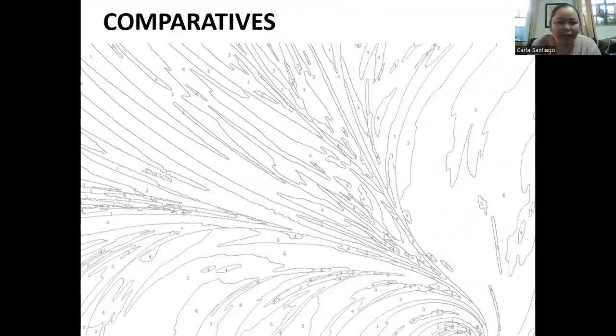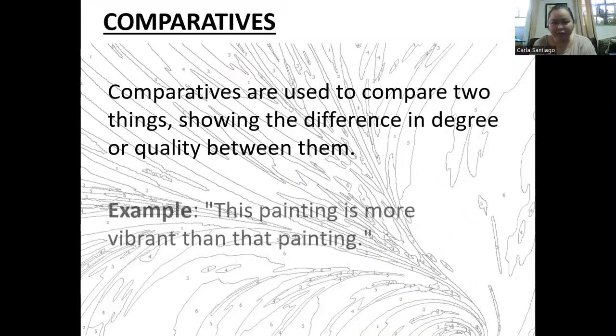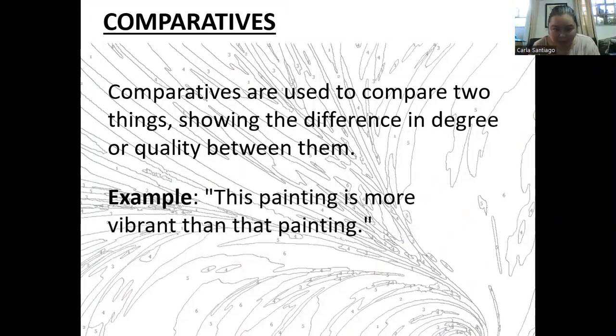Comparatives. Comparatives are used to compare two things, showing the difference in degree or quality between them. For example, this painting is more vibrant than that painting. We use the comparative form more vibrant to compare the level of vibrancy between two paintings. It indicates that the first painting has a higher degree of vibrancy compared to the second one.